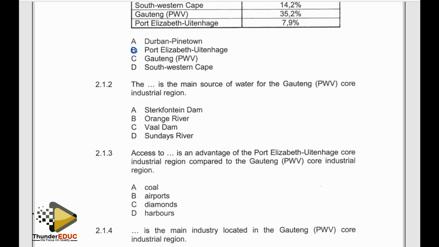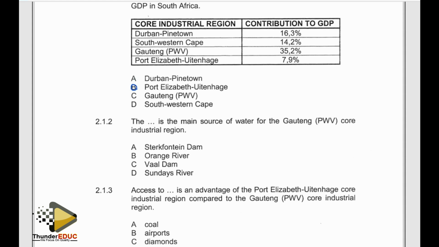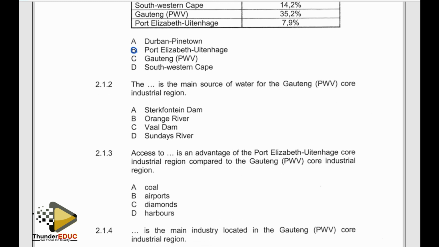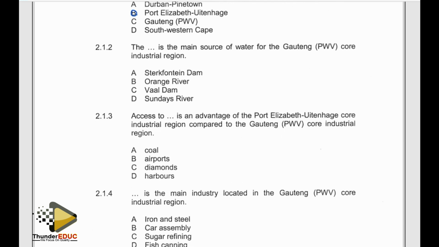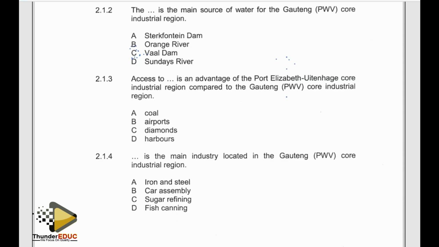Right, question 2.1.2, the dash is the main source of water for the Gauteng PVW core industrial region. We are saying the industries around Gauteng, the PVW, where do they get their supply of water from? Right, the supply of water for the PVW is the Vaal Dam. That is where they get their water for their different operations.